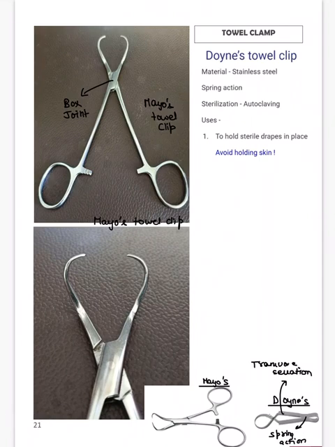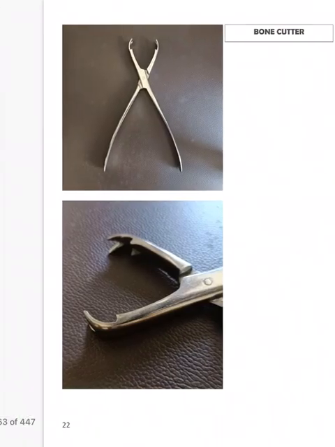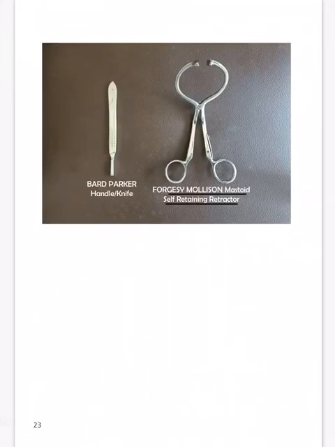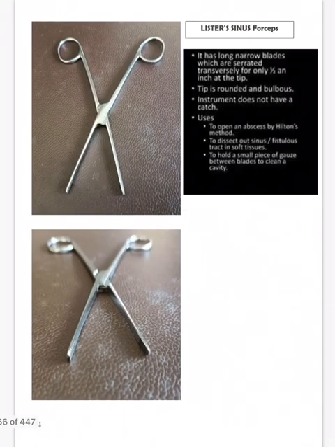This is the towel clamp, Doyen's towel clamp, just in order to hold the towel or the drape in place, guys. Then this instrument is a Bard-Parker knife where you fit the blade, BP knife, which I said, guys. This is another instrument, the Forgesen Mollison mastoid retractor, which is not so important.